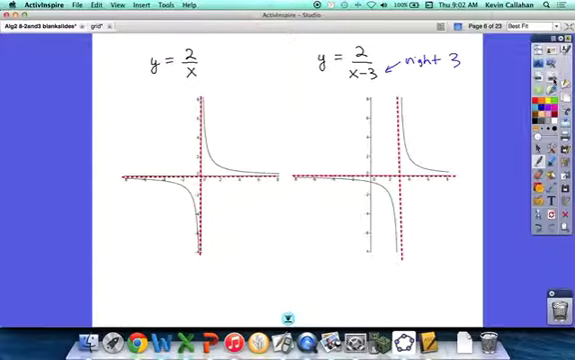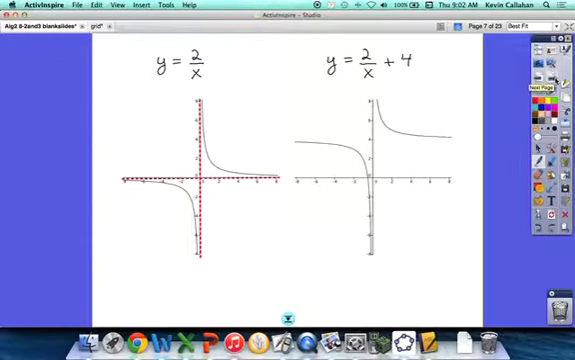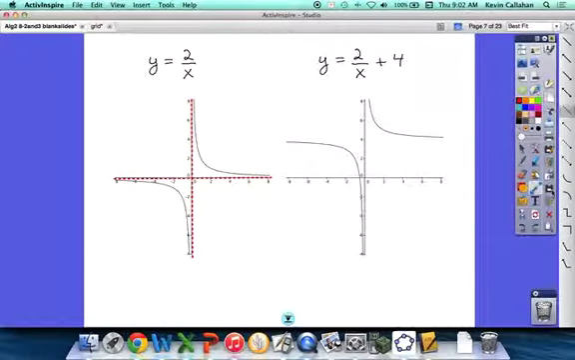Okay. How about adding after the function? It's up, right? So again, we take this graph and we move it up 4. Which asymptote is that going to move? Is it going to move the vertical or the horizontal? It's going to take that line and move it up 4. Right, so the new horizontal asymptote now is at y equals 4. But the vertical asymptote is still right there.